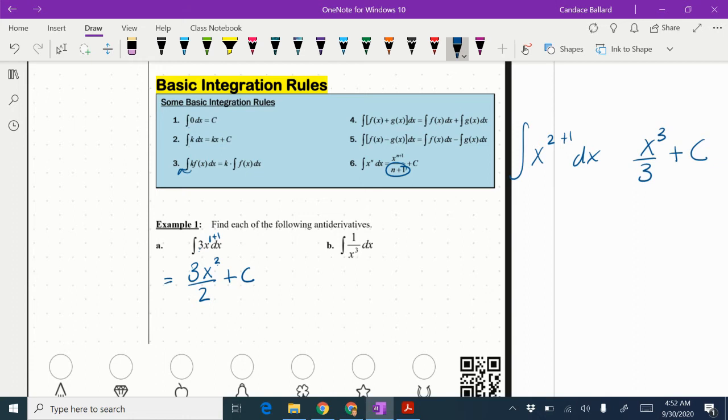This here I can't do yet because it's in the denominator. So I'm first going to start by bringing that exponent upstairs. Now I'm going to add 1. So we've got x to the negative 2. I'm going to divide by my new exponent plus c. I don't really like the way that looks. So typically I would bring that variable back downstairs. And sometimes they'll float that negative out in front.